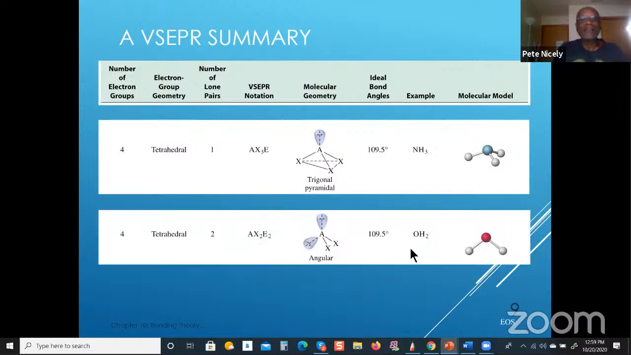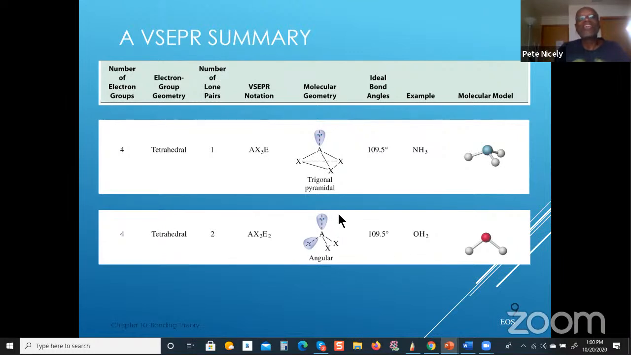Then we get to a situation where we have 4 electron groups where 2 of them are lone pairs of electrons, which means that the VSEPR notation is this, AX2E2. In terms of the actual shape of the molecule, which is determined by the three-dimensional arrangement of the atoms, this is it right here. It will be a bent or angular shape.